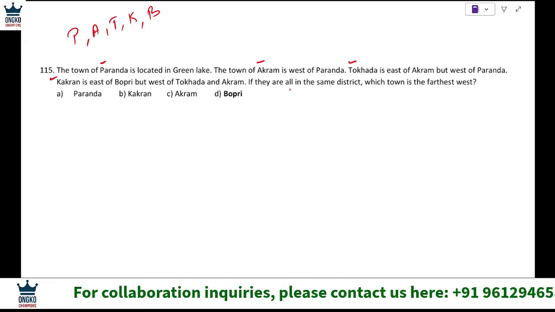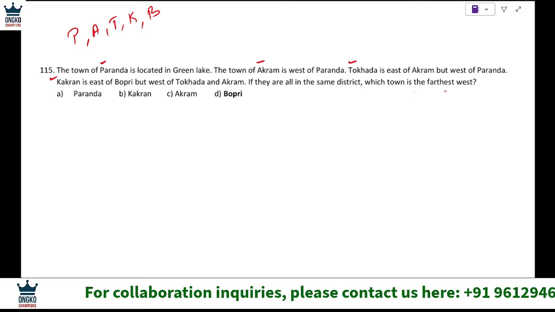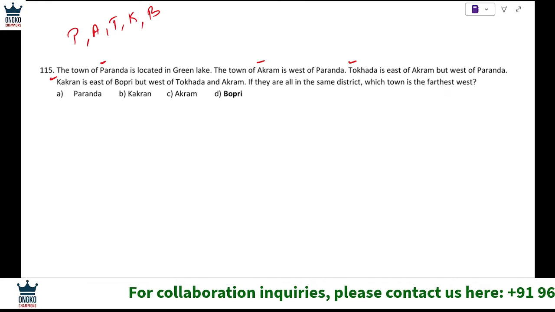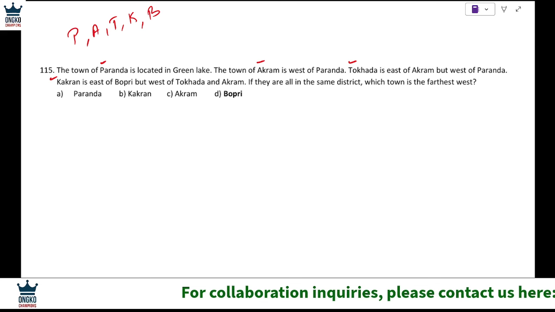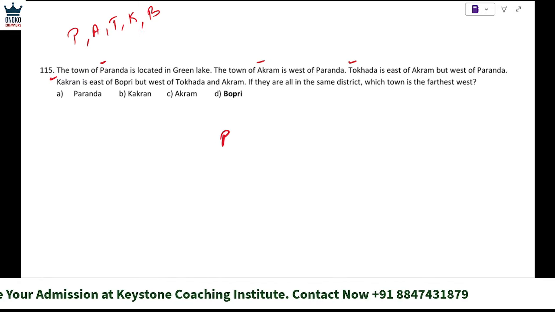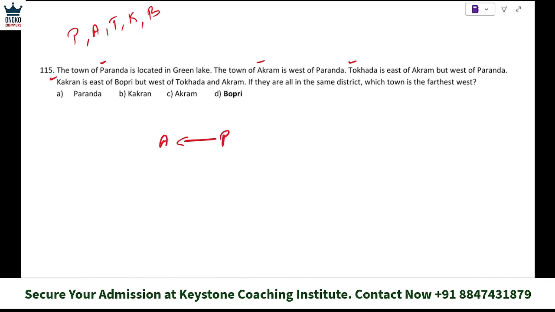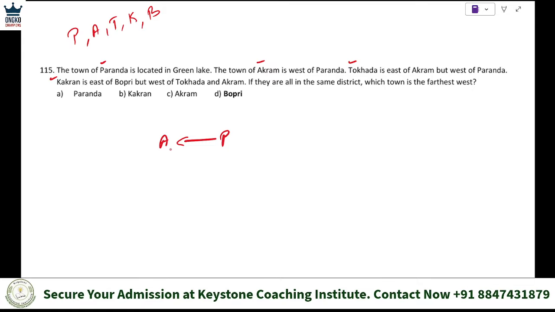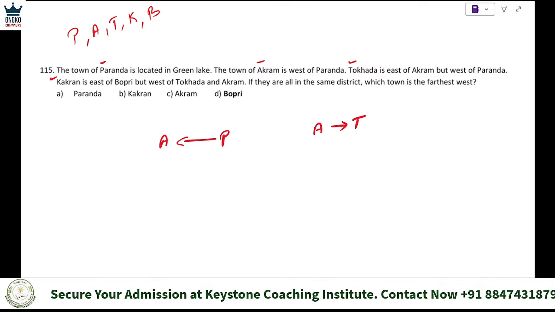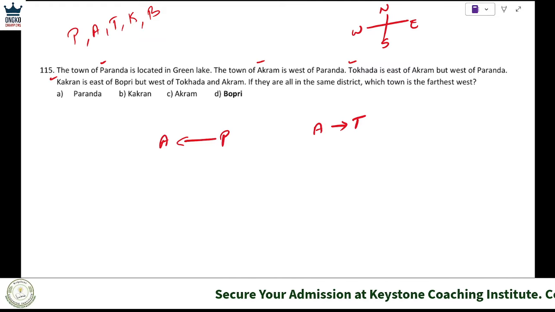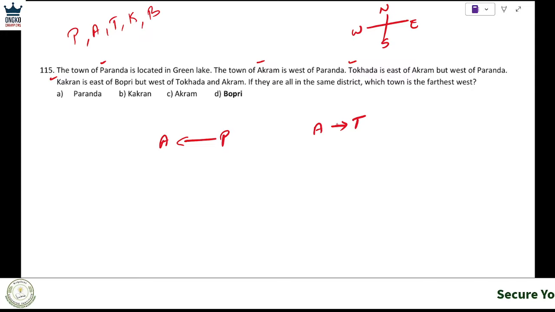If they all are in the same district, which town is the farthest west? So as per the question, Akram, A, is west of B. So B is east of A. Next, D is east of A. So D is east of A. This is universally true: north, south, east, west. That means east is the right side, west is the left side.